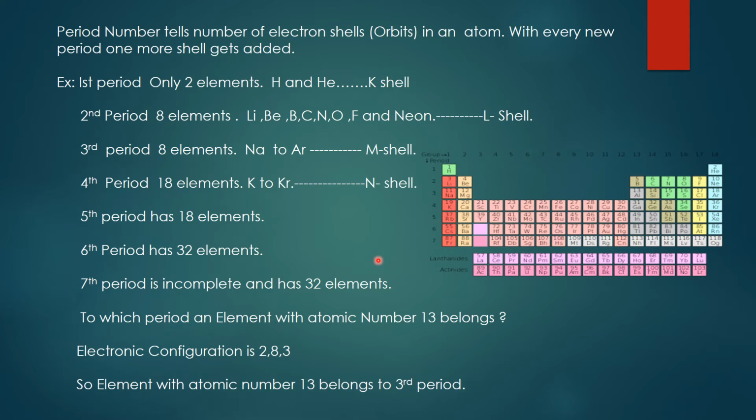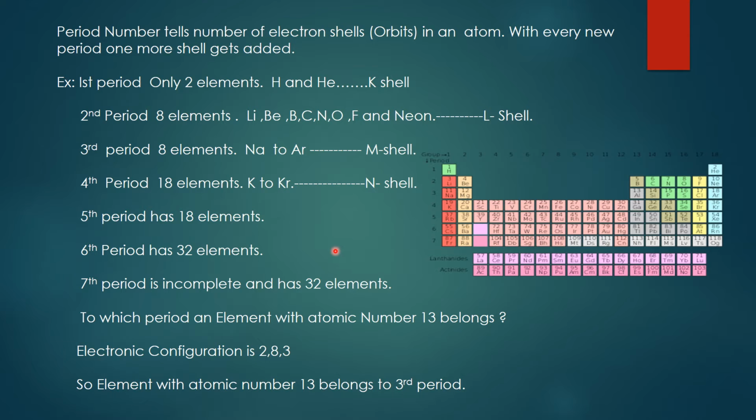We have to observe one thing here. If you observe carefully, each horizontal row starts with an alkali metal and ends with an inert gas. See this one: helium, neon, argon, krypton, xenon, radon. These are all known as inert gases. So each period starts with an alkali metal and ends with an inert gas. Are you clear about that one?